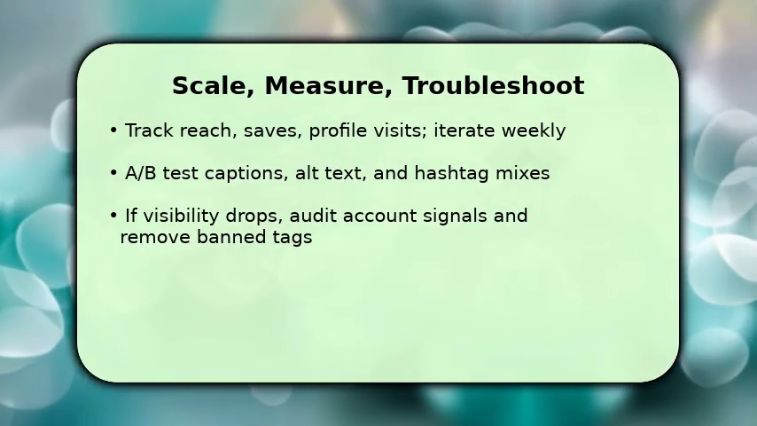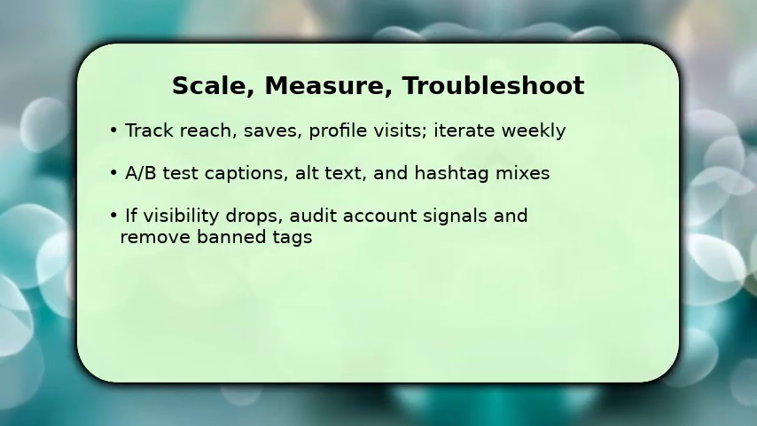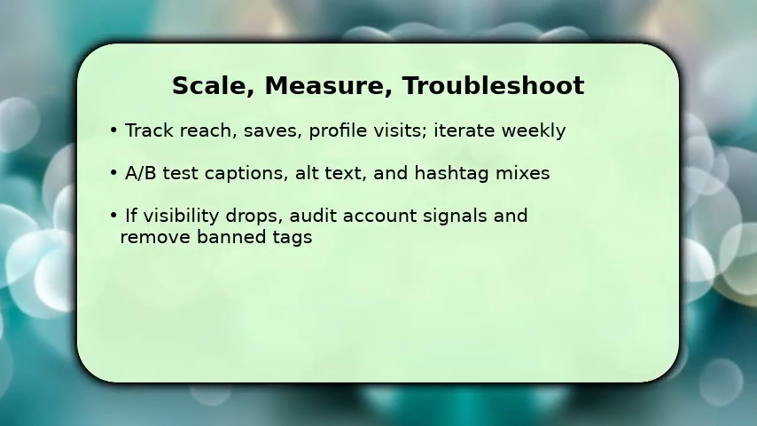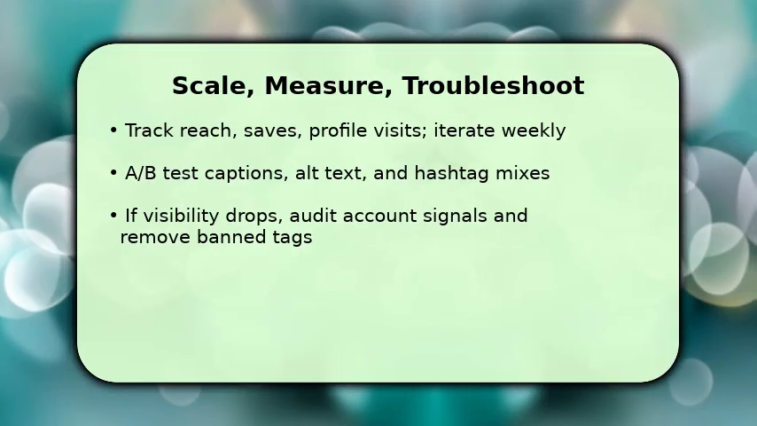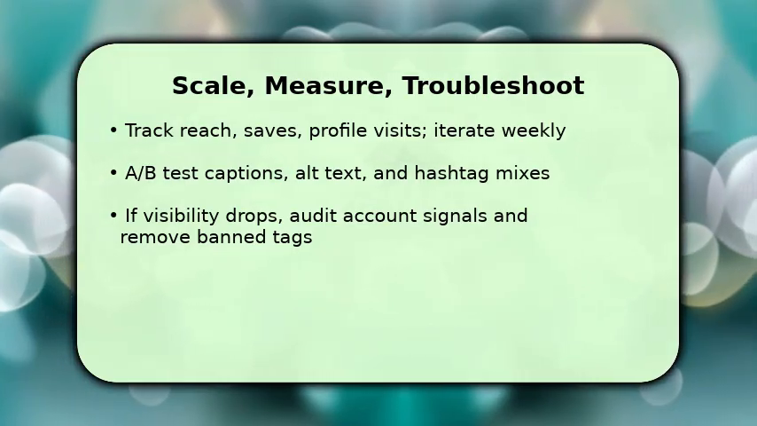Check for shadow ban causes like banned tags, repetitive comment pods, or broken links and remove or replace them. That single fix often restores normal discovery fast.